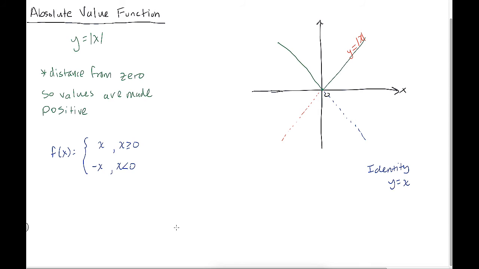Now let's actually analyze this a little bit more. So let's talk domain. The domain of the absolute value function is, in fact, all real numbers. There is anything you can put. There's no restrictions. You can put anything you want in there.